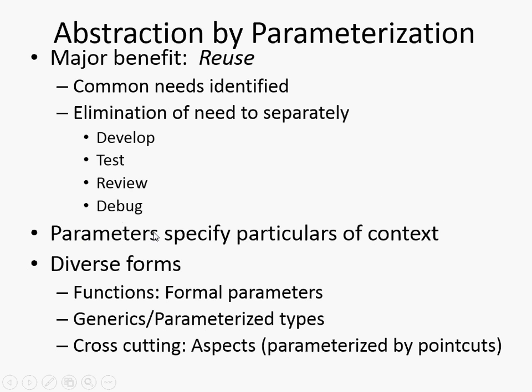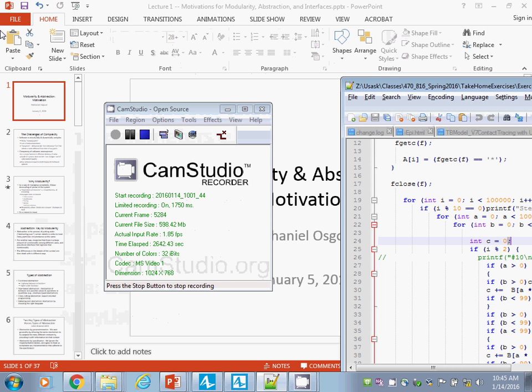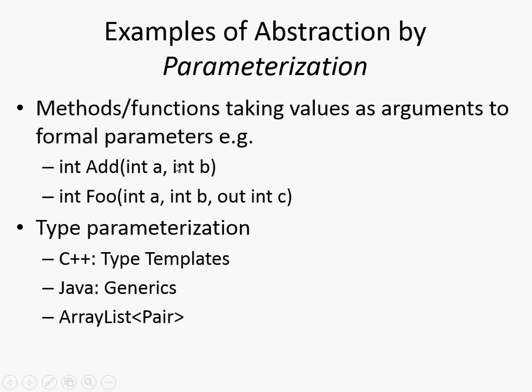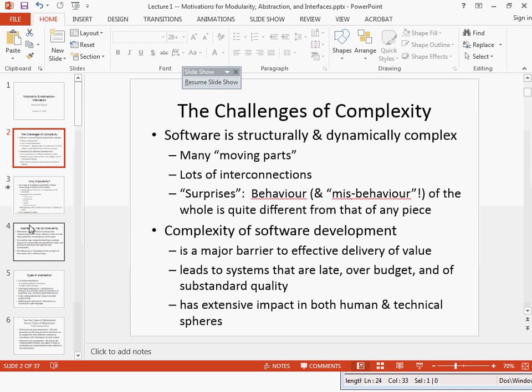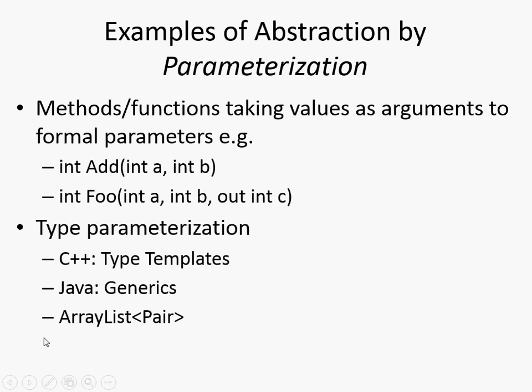So we talked about this, and we talked about last time abstraction by parameterization. So let's go back actually for a second and go look at these motivations for abstraction, in the form of what we mean by abstraction. Okay. So abstraction is the process, I say, of putting aside, in other words, abstracting over certain details, in order to treat many particular circumstances as the same. Okay? And that's what we did with parameterization, right?